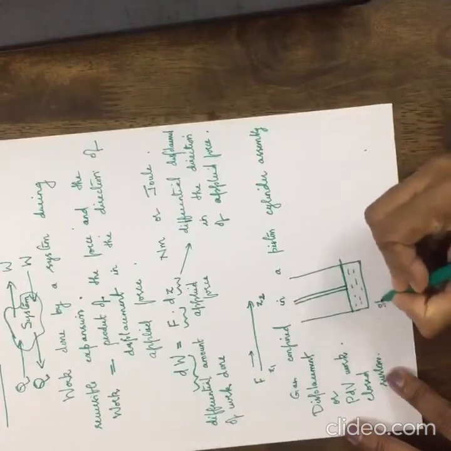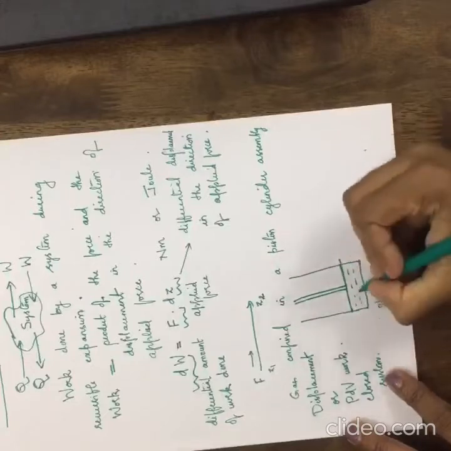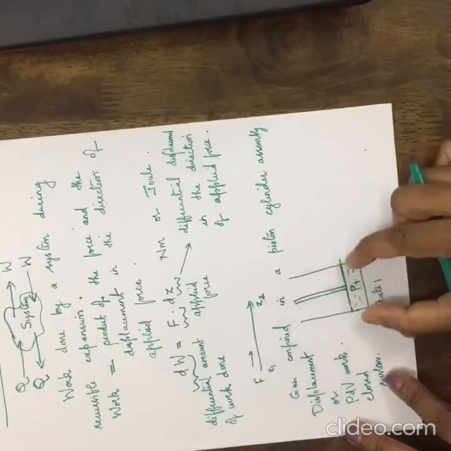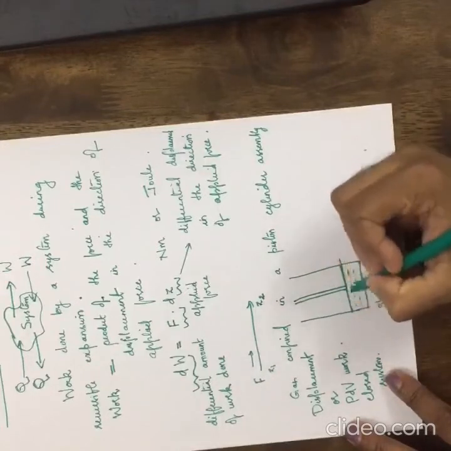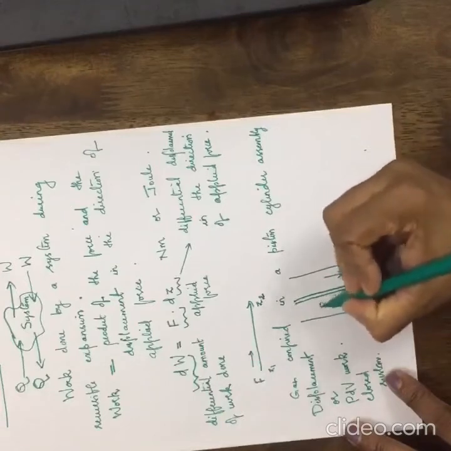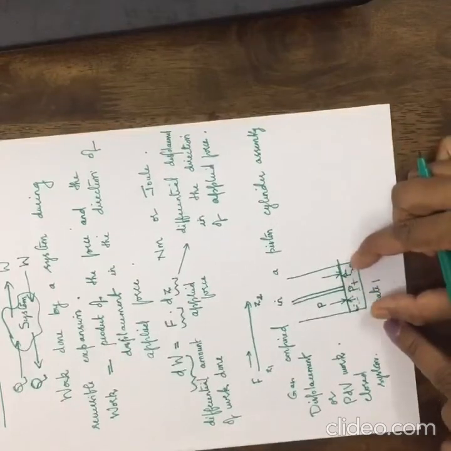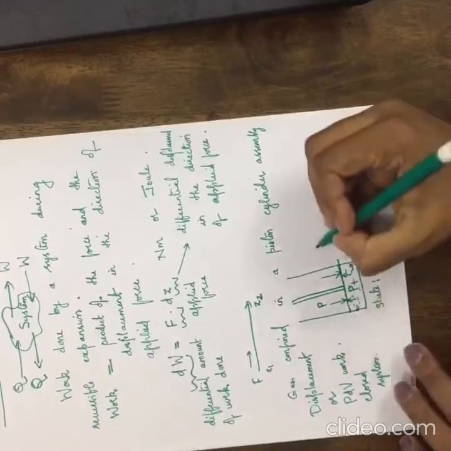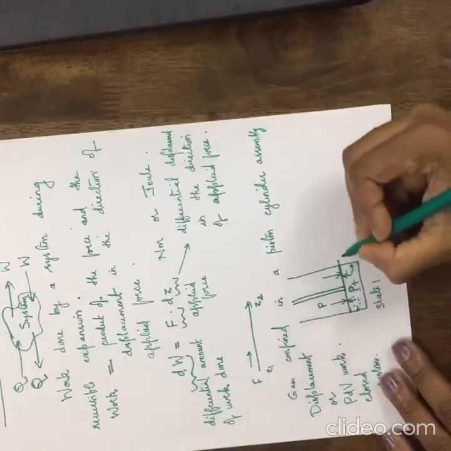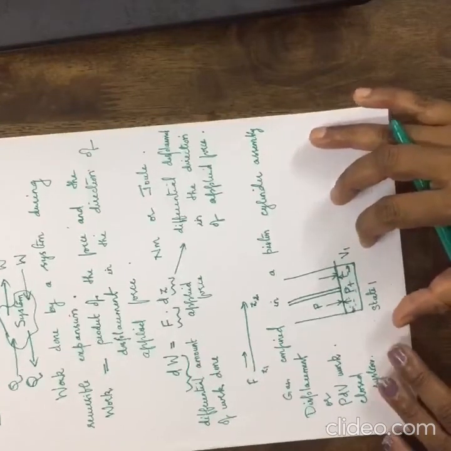Suppose the system is initially at state 1, at a pressure P1, and let this pressure be equal to the external pressure P. The gas exerts a pressure P1, whereas the external pressure is P. At state 1, the pressure P1 is equal to the external pressure, and let the volume occupied by the gas at state 1 be V1.